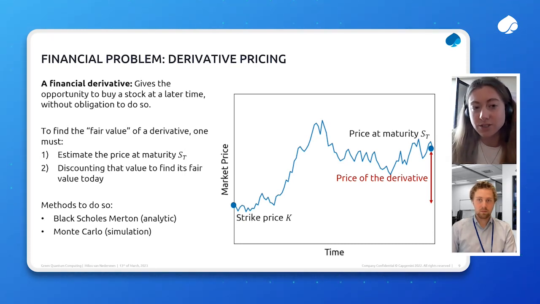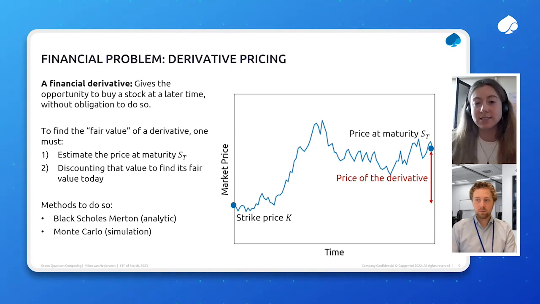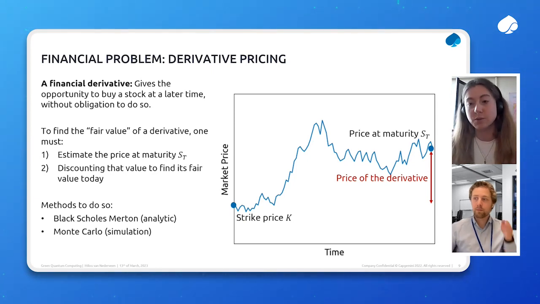So then often Monte Carlo simulation is used, and this is a simulation of a random walk based on the market dynamics. And this is actually what we will focus on, because there's a quantum algorithm for this. And I'll also explain more in the section on financial derivatives.